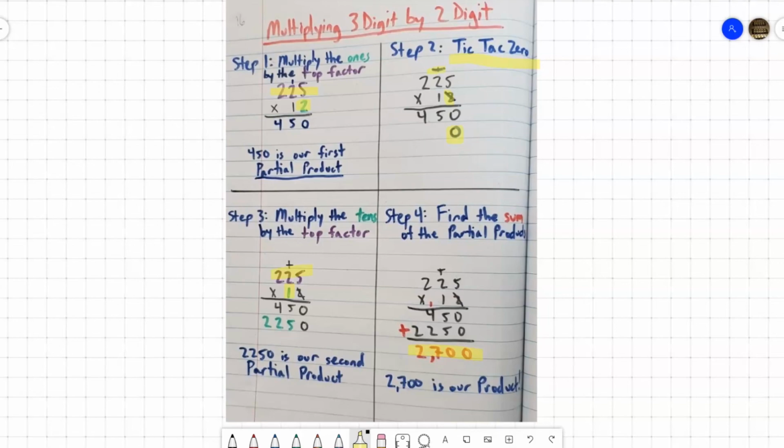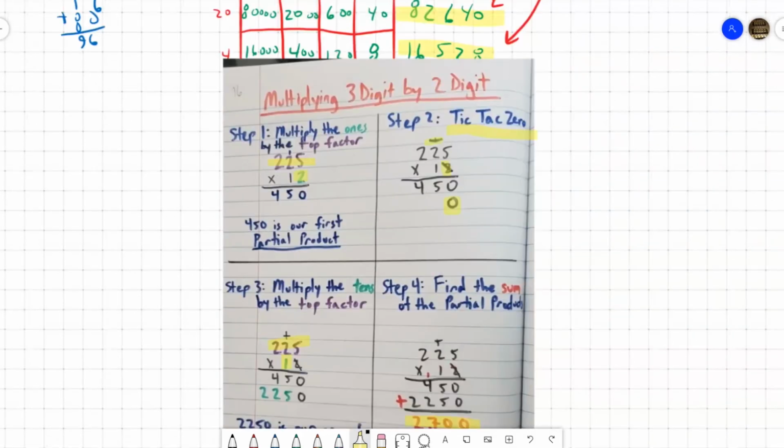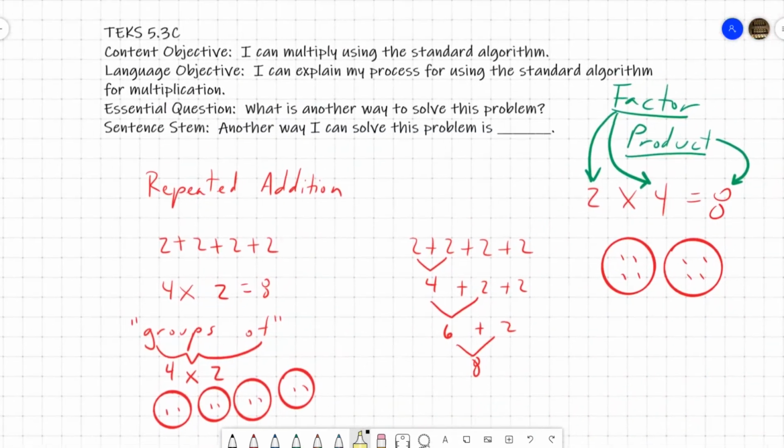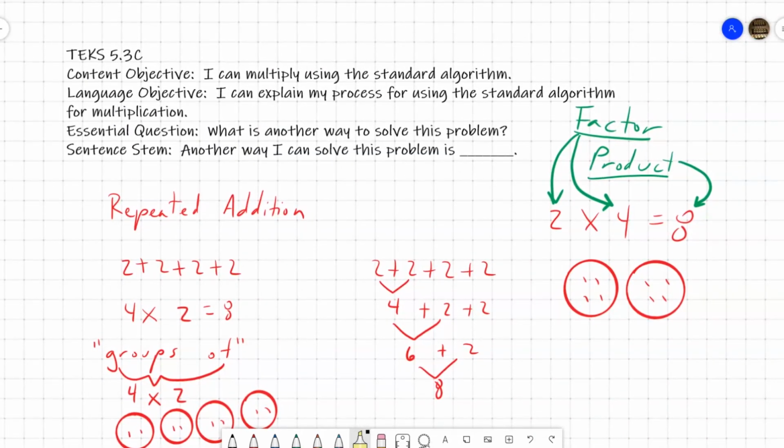All right, so with that in mind, let's look back at our objectives, make sure that we've completed our learning for today. So my content objective, I can multiply using the standard algorithm. Yes, I can do that. That is a check. I can explain my process for using the standard algorithm for multiplication. Yes, I can.